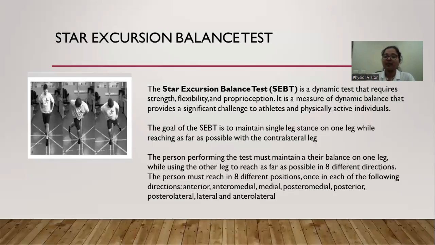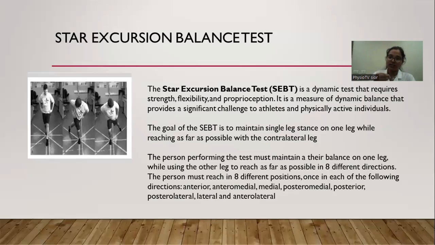The person performing the test must maintain their balance on one leg while using the other leg to reach as far as possible in 8 different directions. The 8 directions are anterior, anteromedial, medial, posteromedial, posterior, posterolateral, lateral, and anterolateral. The instructions we saw in the Y balance test apply here as well. The person has to stand on one leg and reach with the toe maximally. Wherever the toe or foot touches, the point is marked and then measured in all 8 directions.